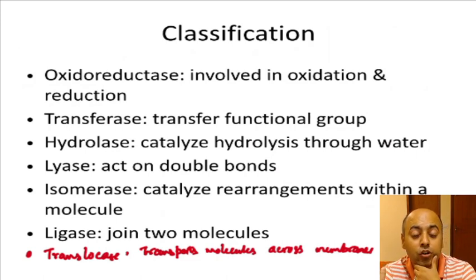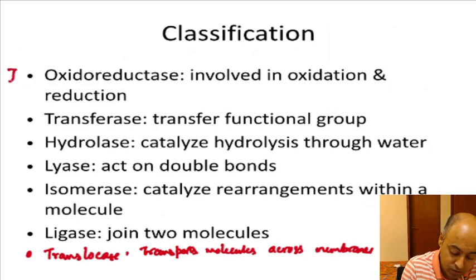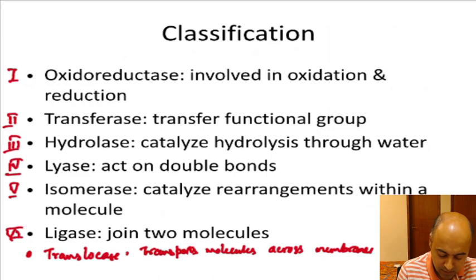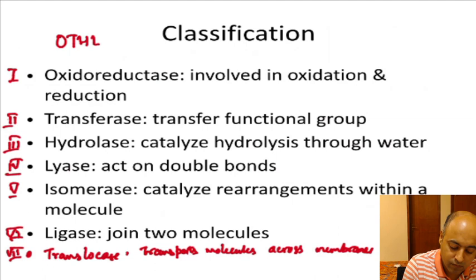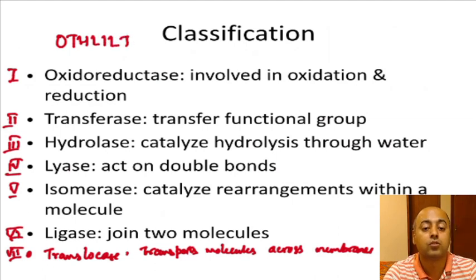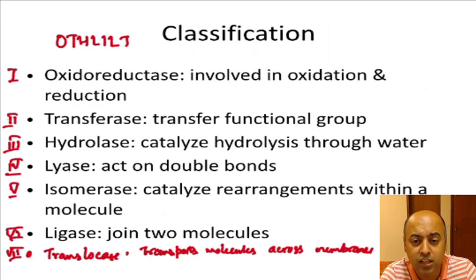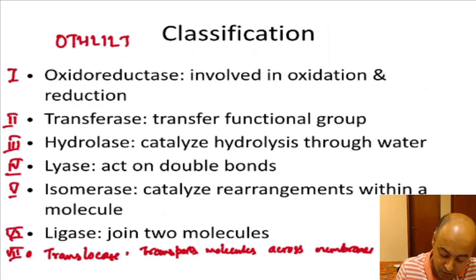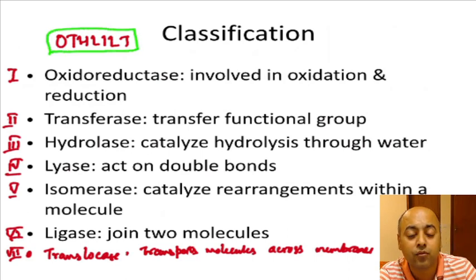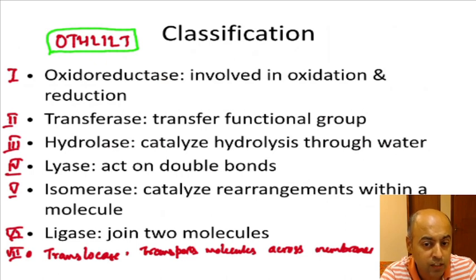When it is transporting across the membrane, we call the enzyme a translocase. So they have their numbers. This is class 1, this is class 2, this is class 3. I have written them in sequence. Class 4, class 5, class 6 and class 7. So you can remember this like this. Othlilt, you can just write the first letter of each class. So remember them in a sequence. This will help you to remember them in a sequence. Othlilt, first letter of each word written in sequence.